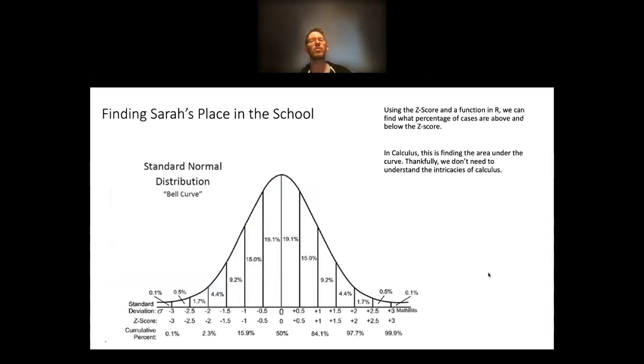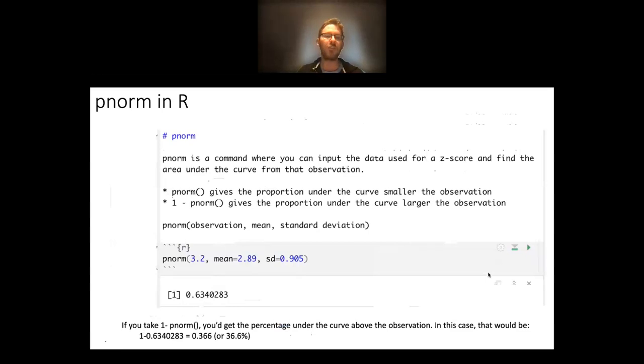Now, using the z-score in a function in R, we can then find what percent of cases are above and below the z-score. The function in R is called pnorm, and this is a command where you can input the data used for a z-score and find the area under the curve. The way it works is you do pnorm parentheses, you put in the observation, so in this case it's Sarah's GPA at 3.2, you put in the distribution's mean, which is 2.89, and then you put in the distribution standard deviation, which is 0.905.